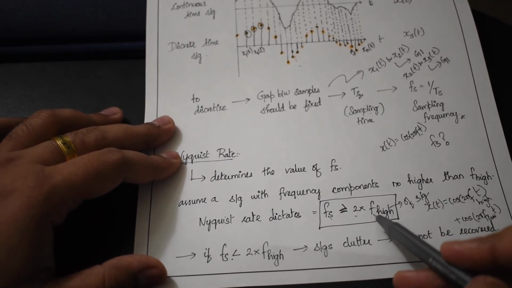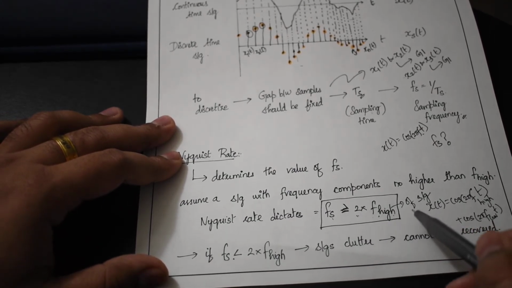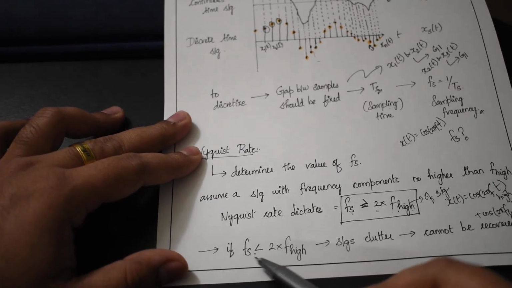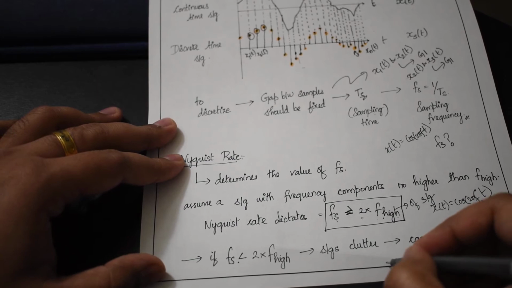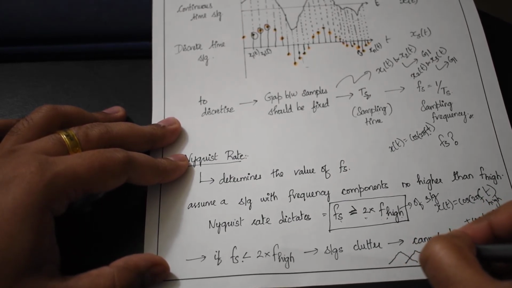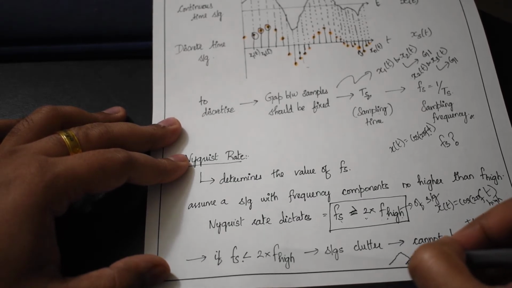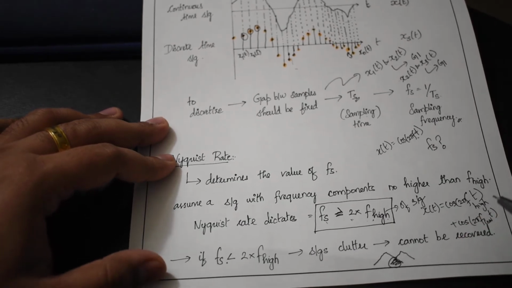So what happens if we have a sampling rate that is lesser than 2 times f high? If fs is less than 2 times f high, the output signals are cluttered over each other, so there is some intersection there. This part of the signal cannot be recovered properly.